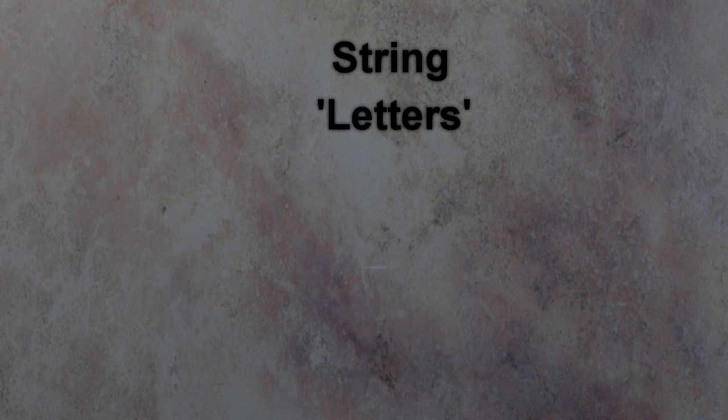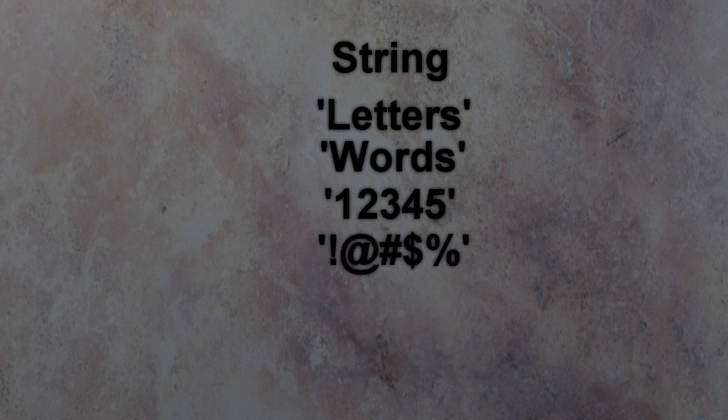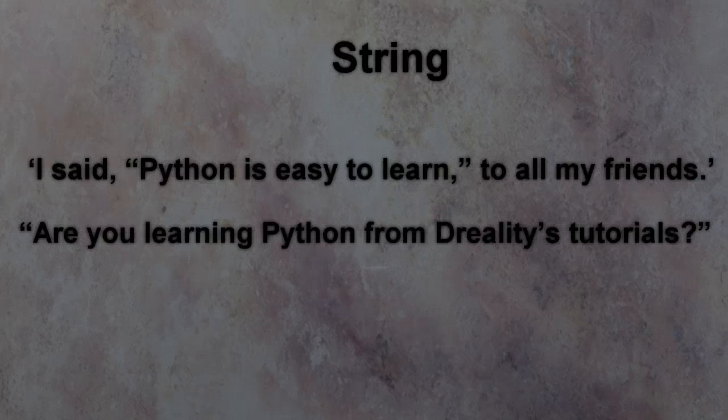A string is a string of characters put together in a certain order, or a single character by itself. The characters can be letters, words, numbers, or symbols. To let Python know we want our object to be a string, the string object needs to be surrounded in a single or double quote.